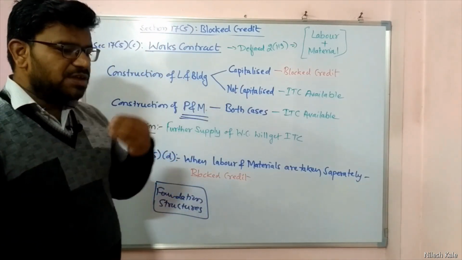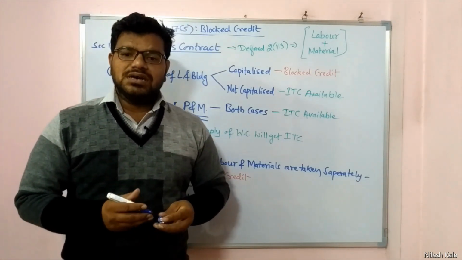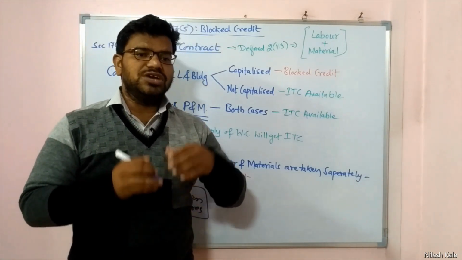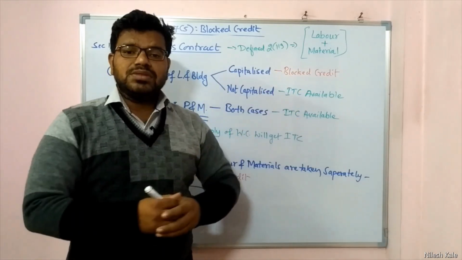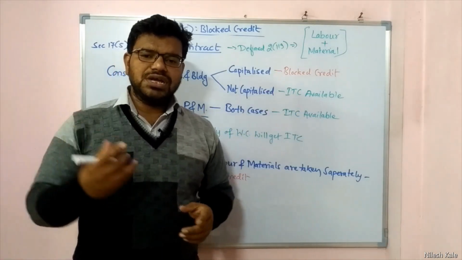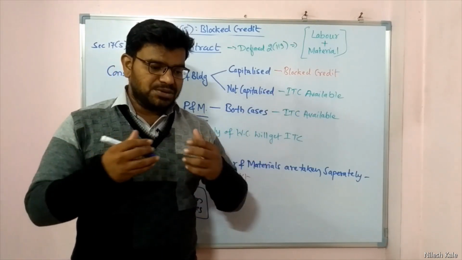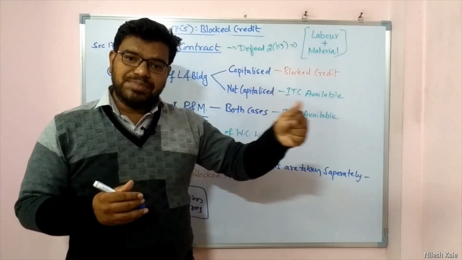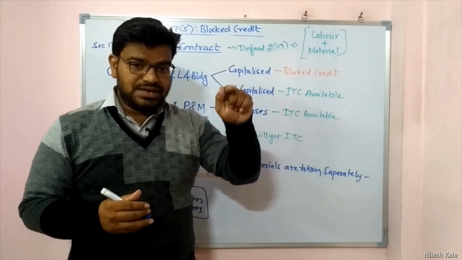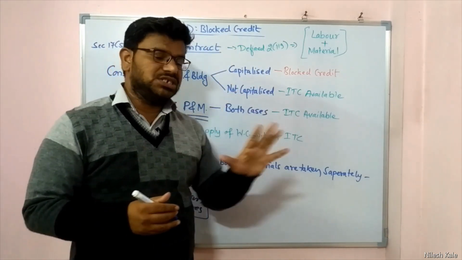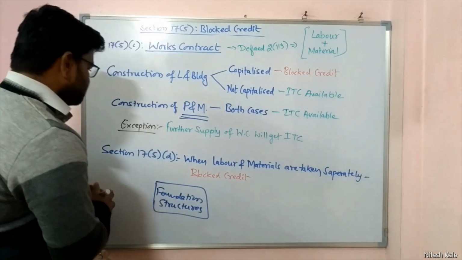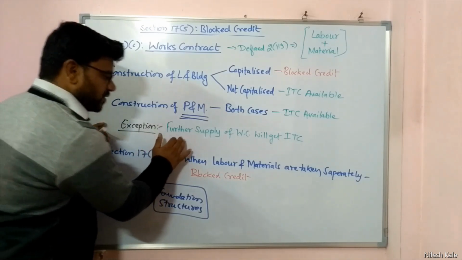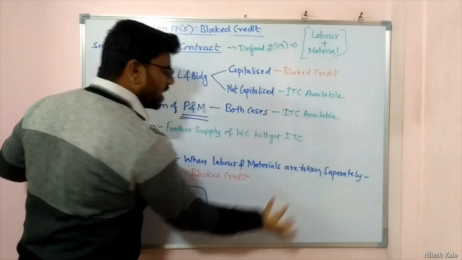Let me give you an example of ONGC company, which is supplying liquid petroleum gas outside the factory premises. Throughout India, if they are supplying such gases or such liquids through pipes, then ITC is not available for such cases, right? Now there is an exception. Further supply of works contract will get ITC.